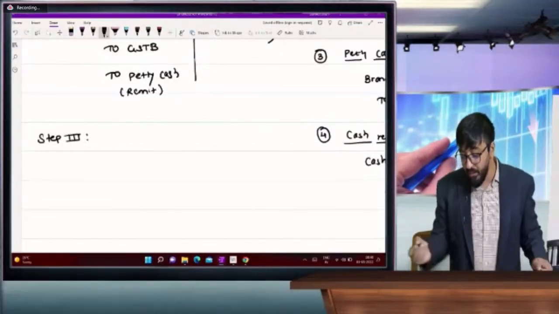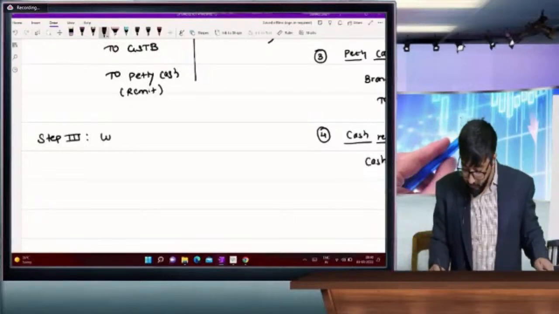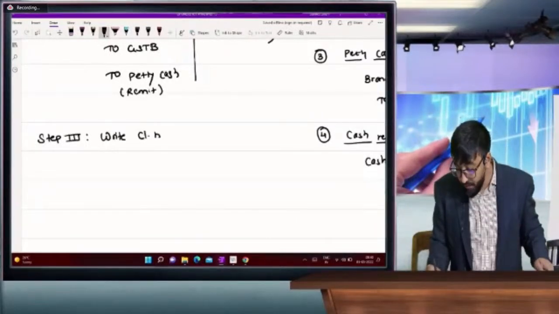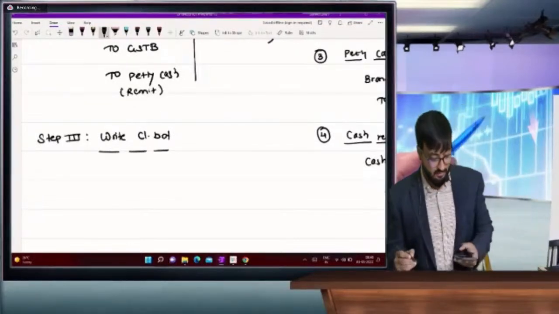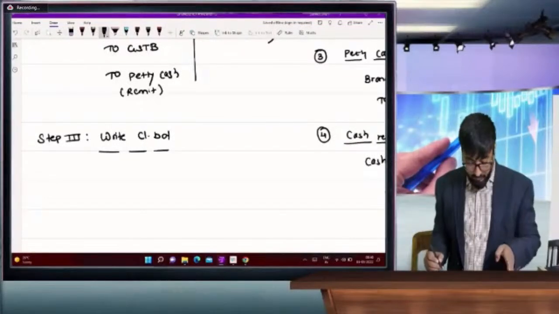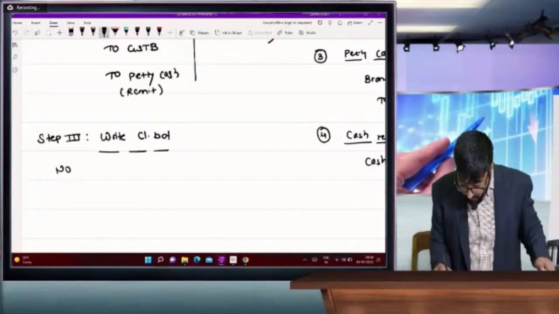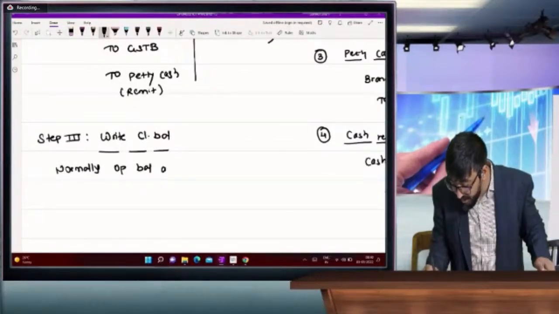Now step number 3, write closing balances. Now, normally, opening balances are given in the question.